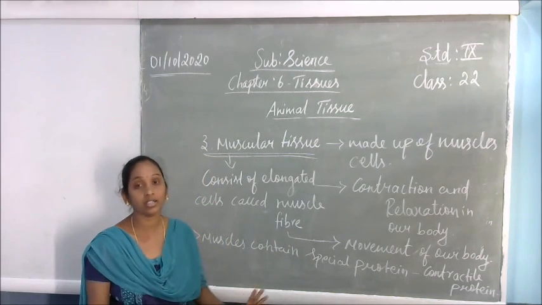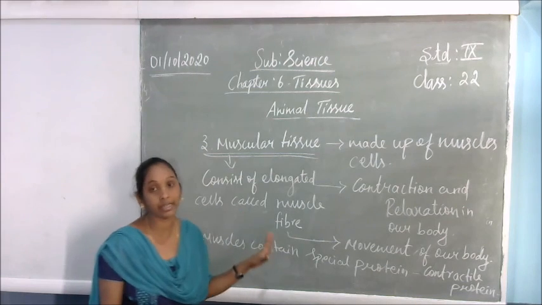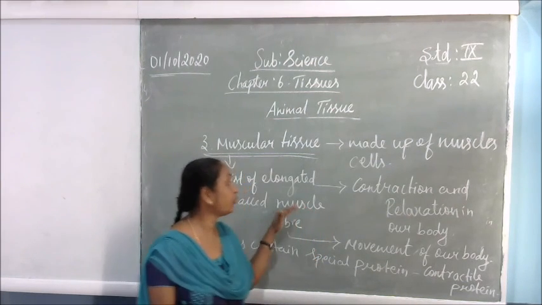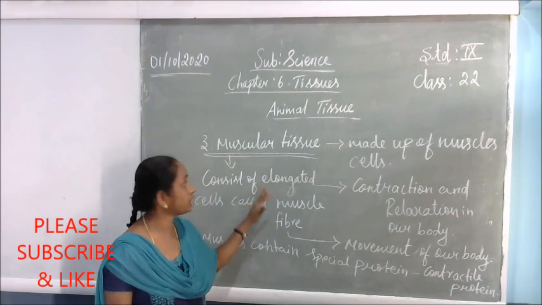They are not under our control. They are controlled by the brain and the spinal cord. So these are the important muscle tissues.